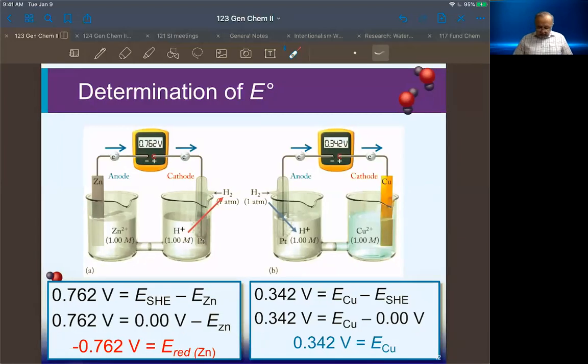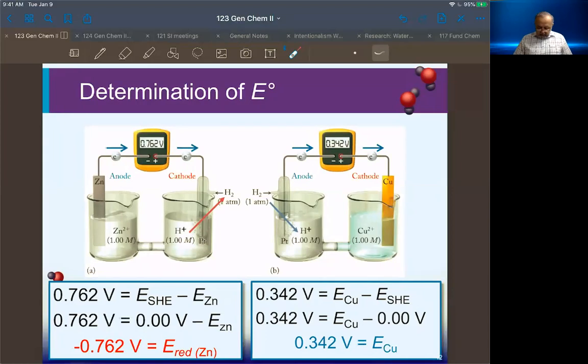Okay, so using this half cell with whichever other half cell you decide to use, you're going to be able to measure the reduction potential for that other half cell.